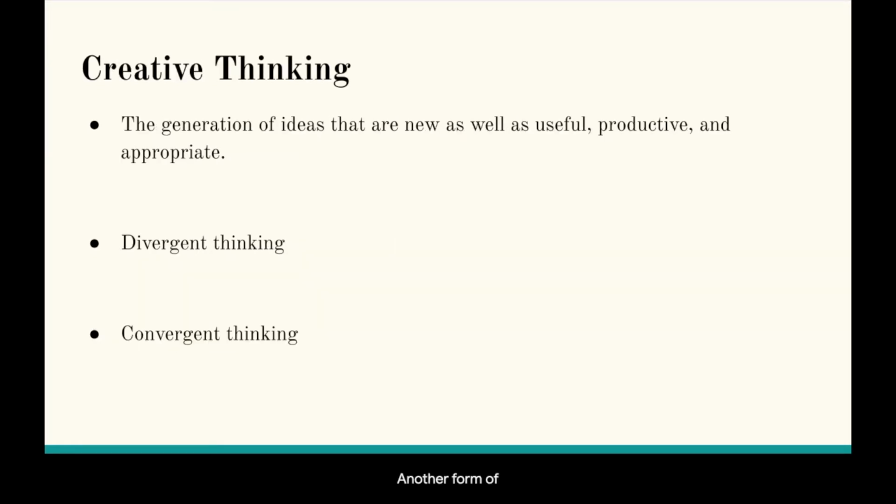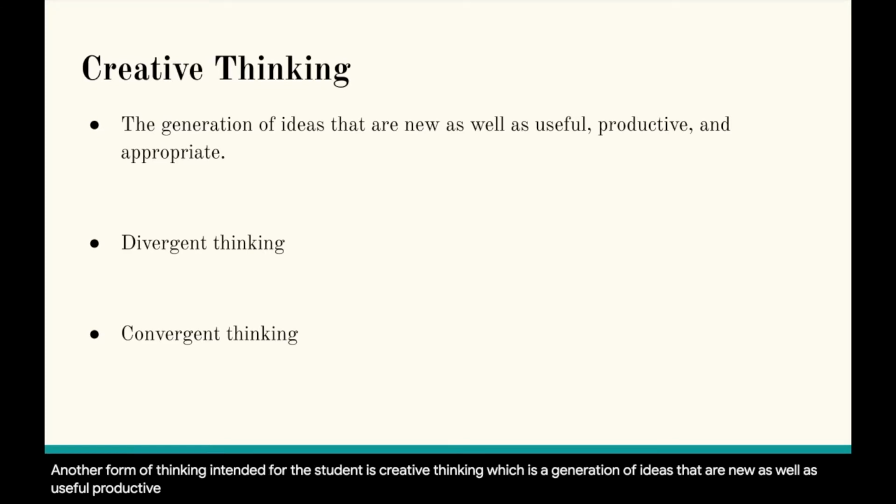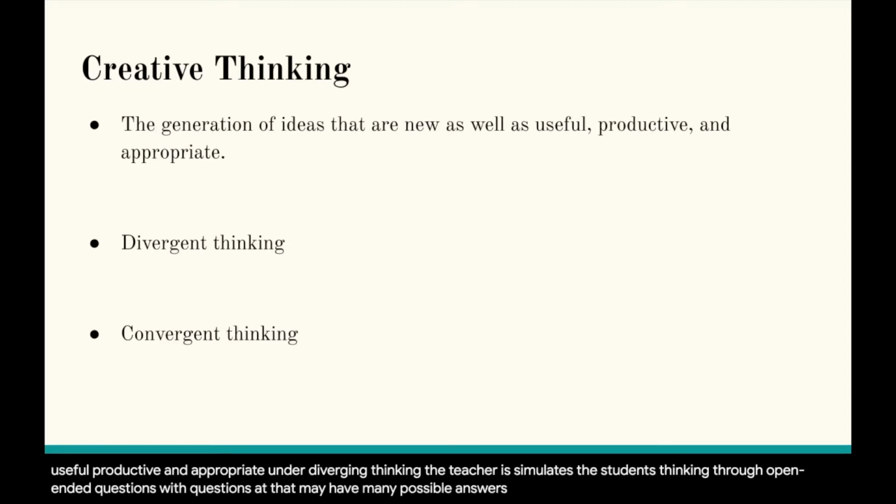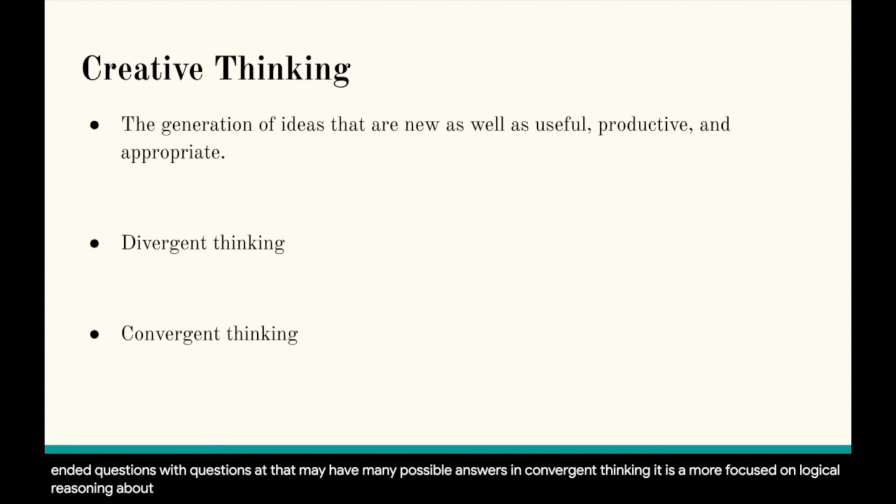Another form of thinking intended for the student is creative thinking, which is the generation of ideas that are new as well as useful, productive, and appropriate. Under divergent thinking, the teacher stimulates the students' thinking through open-ended questions that may have many possible answers. In convergent thinking, the focus is more on logical reasoning about ideas and experiences that lead to specific answers. Divergent and convergent thinking work together to facilitate students' creative thinking.